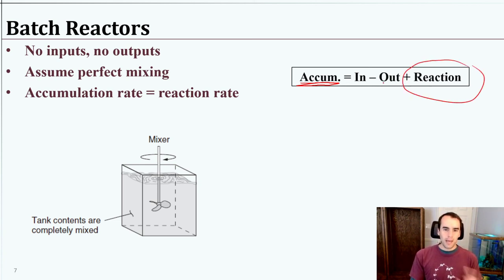This makes batch cases very simple to understand the reactions. We have no inputs or outputs because there's nothing flowing in or out. Now we might empty it and fill it up again later, but that's separate from the process. That's not a continuous occurrence. So there are no inputs, no outputs. We just have a completely mixed batch reaction. So that means our accumulation rate is equal to the reaction rate.